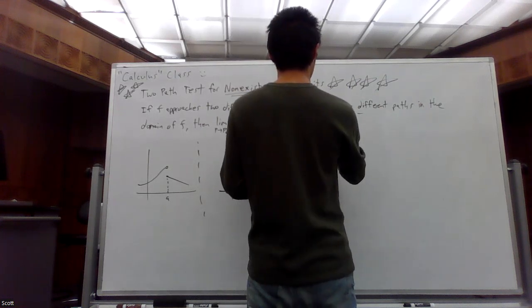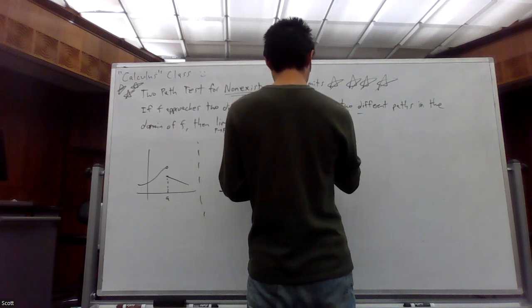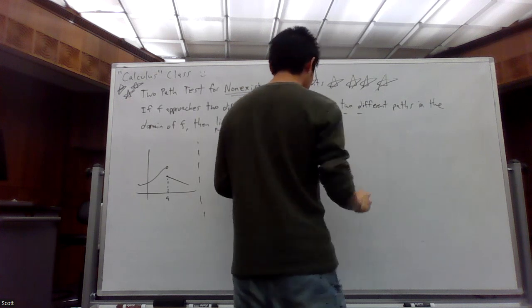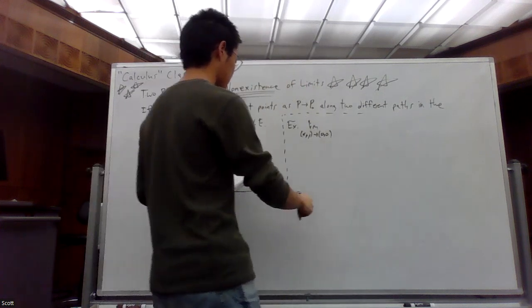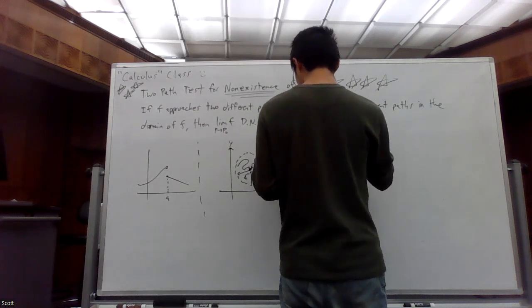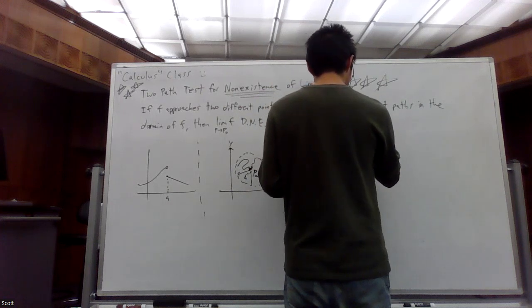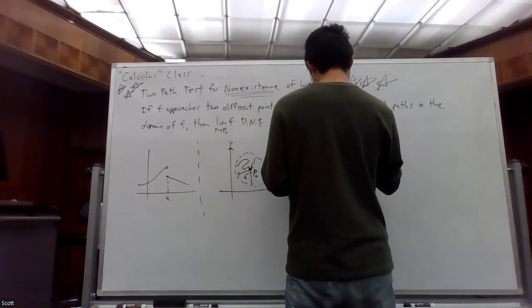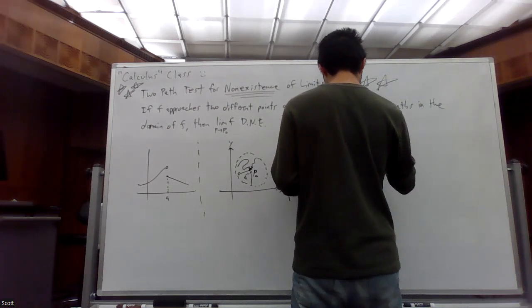So, the limit as (x, y) goes to (0, 0). The point in the domain would be the origin here that we're trying to approach. Here's our function. It's going to be (x plus y) in parentheses, squared, over, separately, x squared plus y squared.